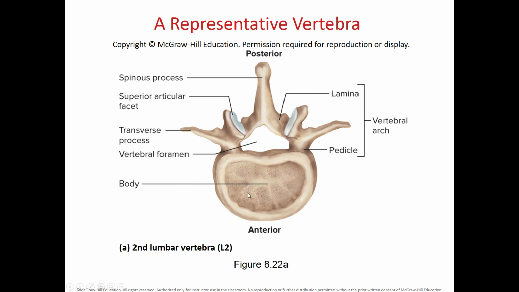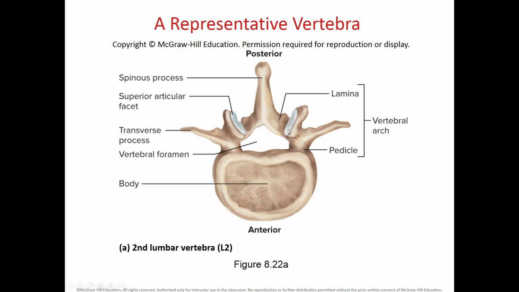So these are the structures of the representative vertebrae. This is the body or centrum, the part that carries the weight. And then here we have the vertebral foramen through which the spinal cord passes. This is the transverse process, and this is the spinous process. So this is the posterior area, this is the anterior area, and these are the sides. And this is the pedicle, and this is the lamina, forming the vertebral arch.